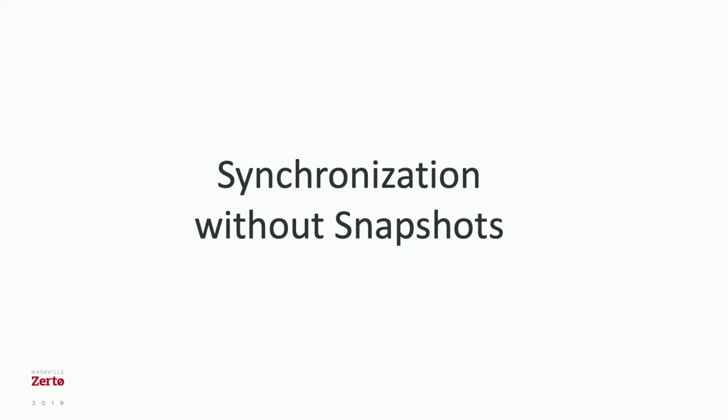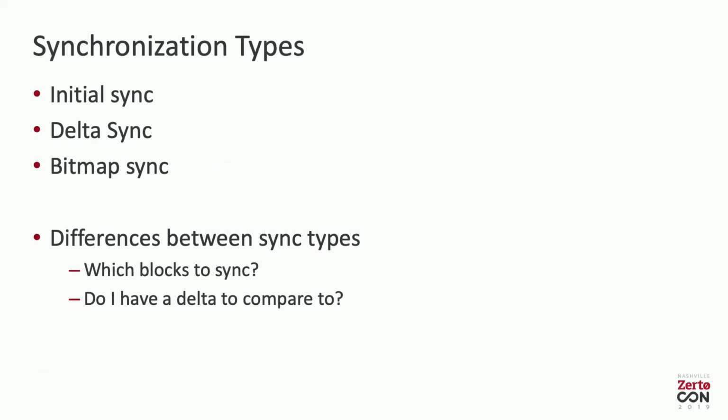So the classic way to do it is to take a snapshot. A snapshot does not change, and you copy from the snapshot. But we in Zerto do not like snapshots, so we're using the journal, and I'll explain how it's used. First of all, what types of synchronization do we have? We have what we call an initial sync, a delta sync, and a bitmap sync.